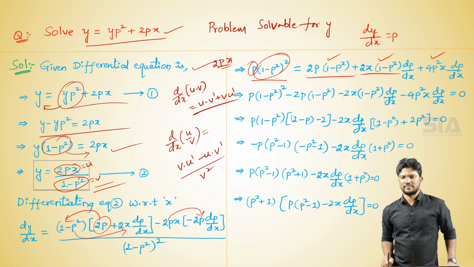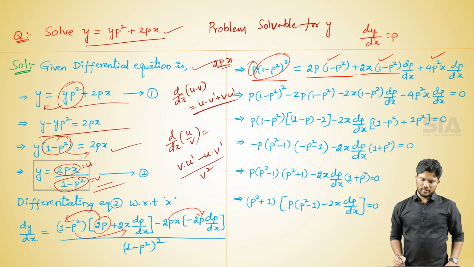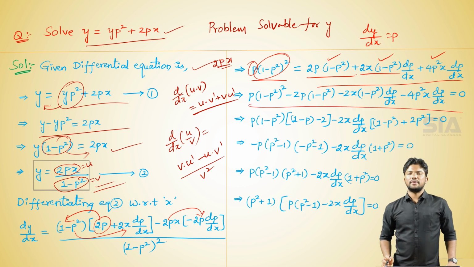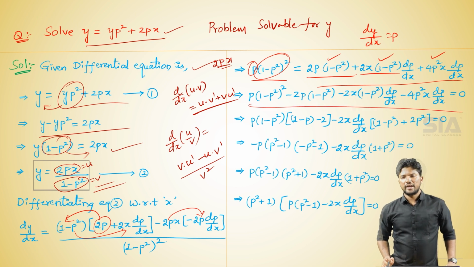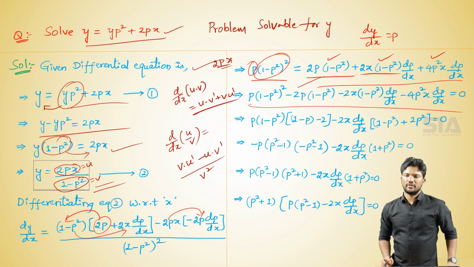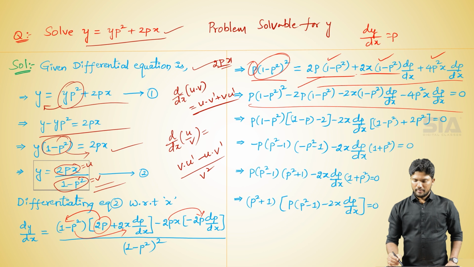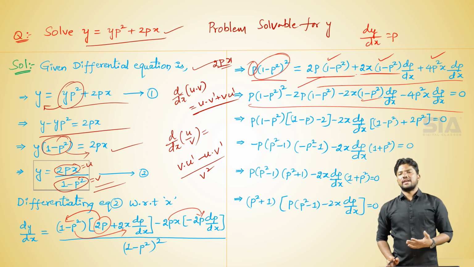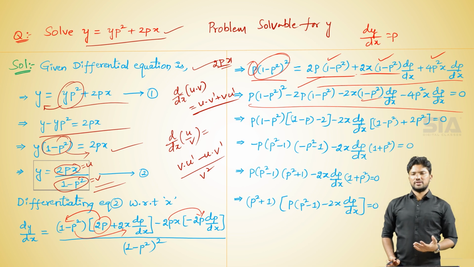Now after doing that, take all the RHS values to the LHS and rewrite the equation: p into 1 minus p square whole square. If the RHS values come to the LHS, then all these terms become negative. Therefore minus 2p into 1 minus p square, minus 2x into 1 minus p square dp by dx, minus 4p square x into dp by dx is equal to 0.